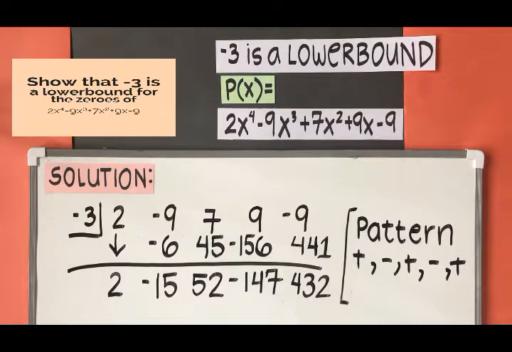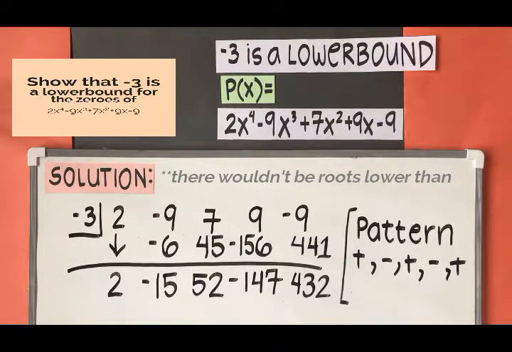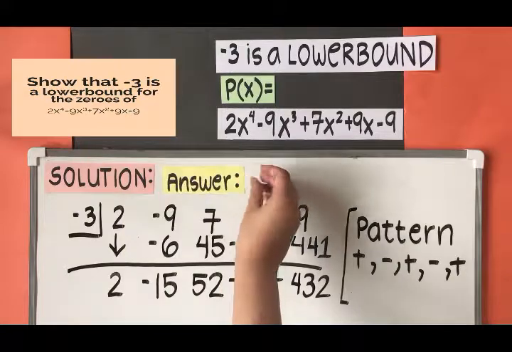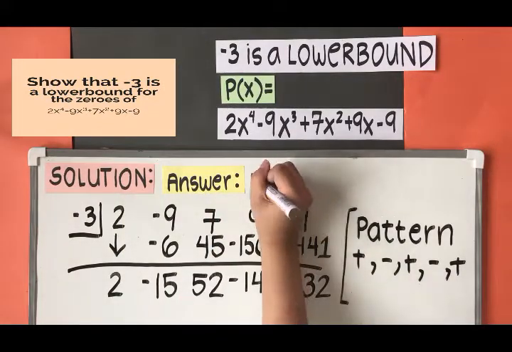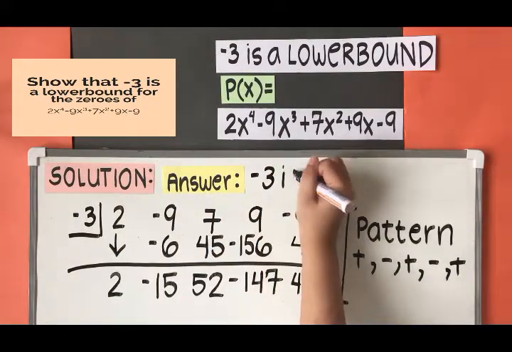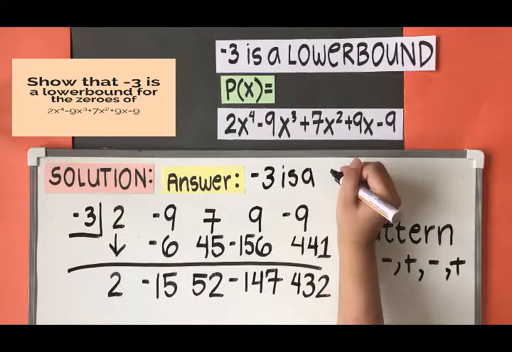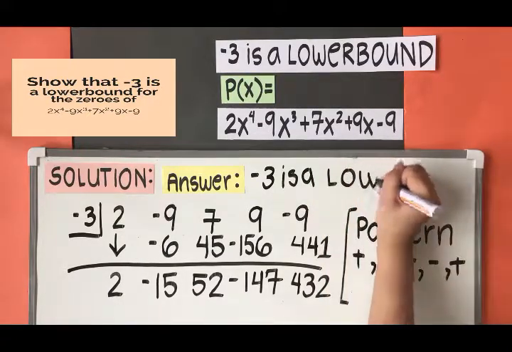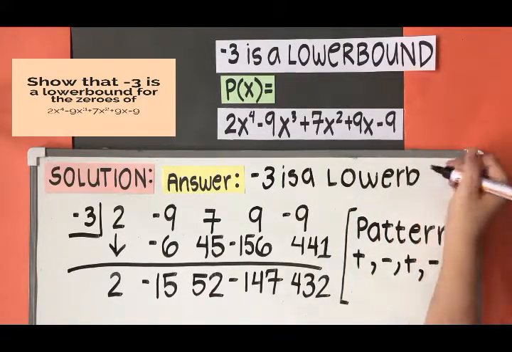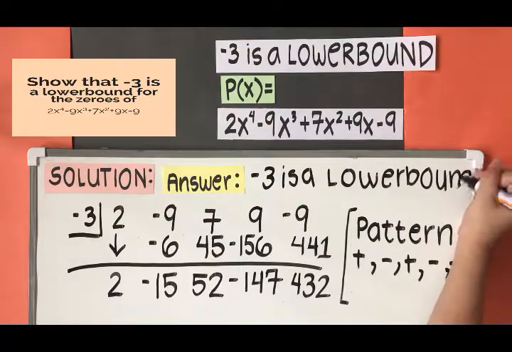If a possible root is a lower bound of that polynomial, then that means that there will be no roots lower than the possible root that you divided the polynomial with. So there would be no roots lower than -3. So the statement given is correct. -3 is a lower bound of the polynomial 2x to the fourth minus 9x to the third plus 7x squared plus 9x minus 9.